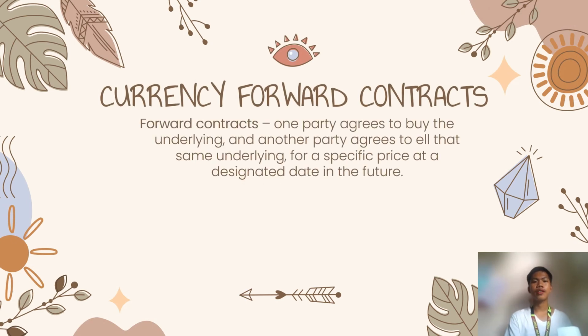Now let us define the currency forward contracts. Forward contracts are where one party agrees to buy the underlying and another party agrees to sell that same underlying for a specific price at a designated date in the future. Here we consider forward contracts in which the underlying is foreign exchange.